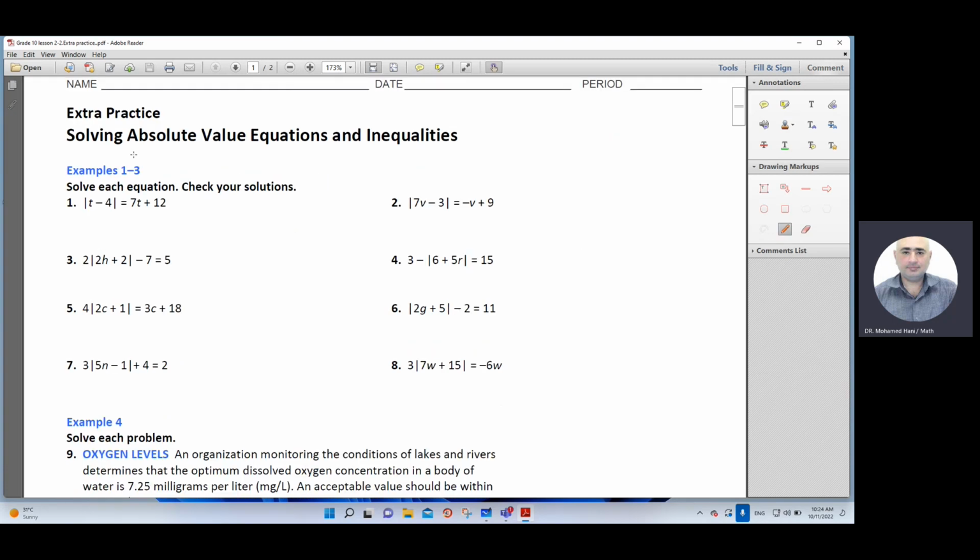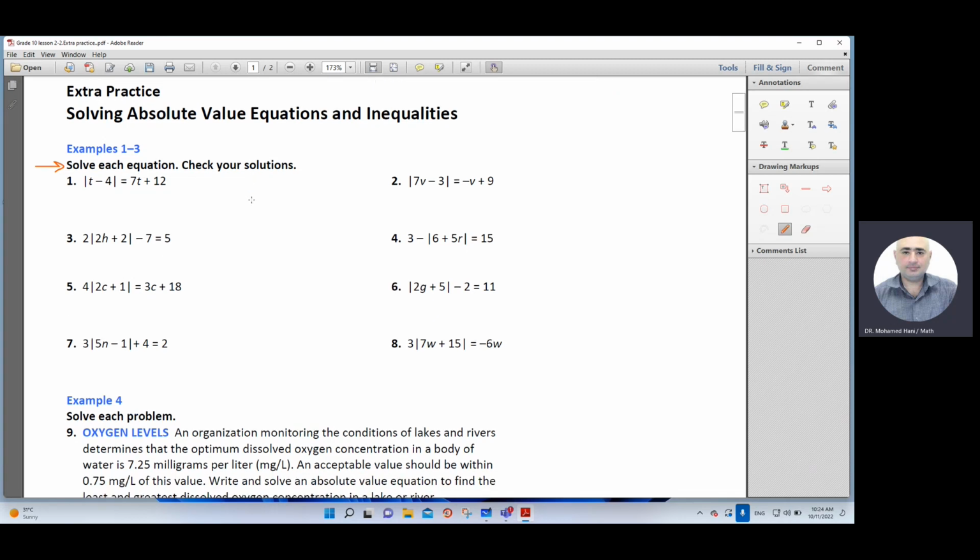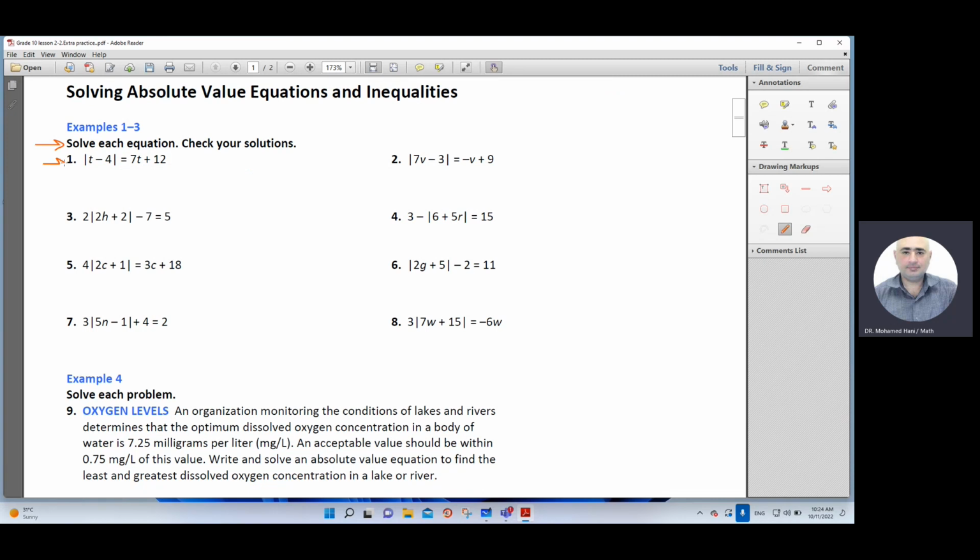Listen here, solving absolute value equations and inequalities. The first question here: solve each equation, check your solution. Okay, I will solve number 1. As you see here, the absolute value equals a quantity here. So what I do, we have two cases.